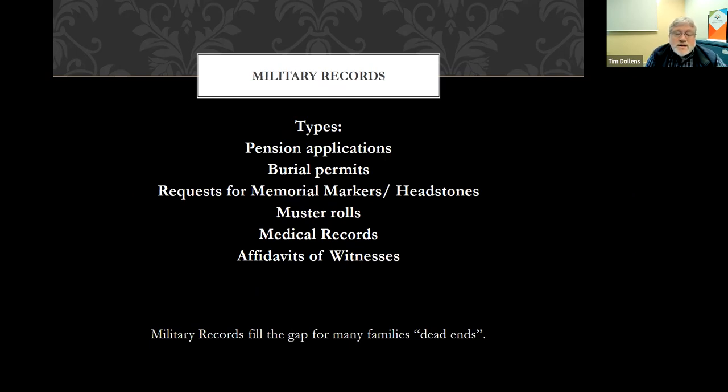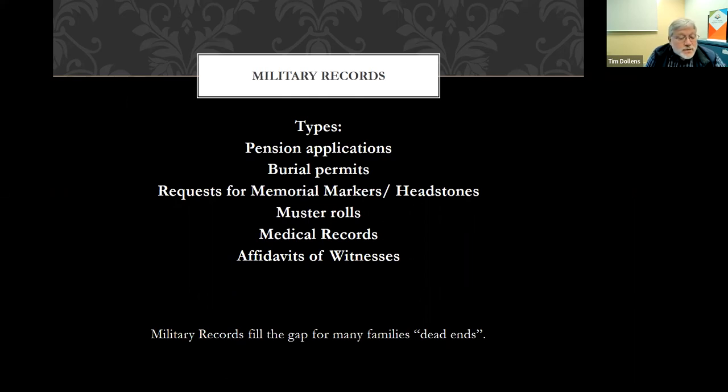Okay, so military records offer a treasure trove of records on people who have just died, because obviously when a person dies, whether in battle or after battle, and they've gotten a pension, there's all kinds of records on military personnel because they're getting benefits, generally from the federal government. And so you see the types of records we're going to go through on this one category: pension applications, burial permits, requests for memorial markers and headstones, muster rolls, their medical records, which tell all their ailments, and of course affidavits of witnesses. And those witnesses are generally family and friends and close associates. So those again are putting your ancestor in a time and a place.